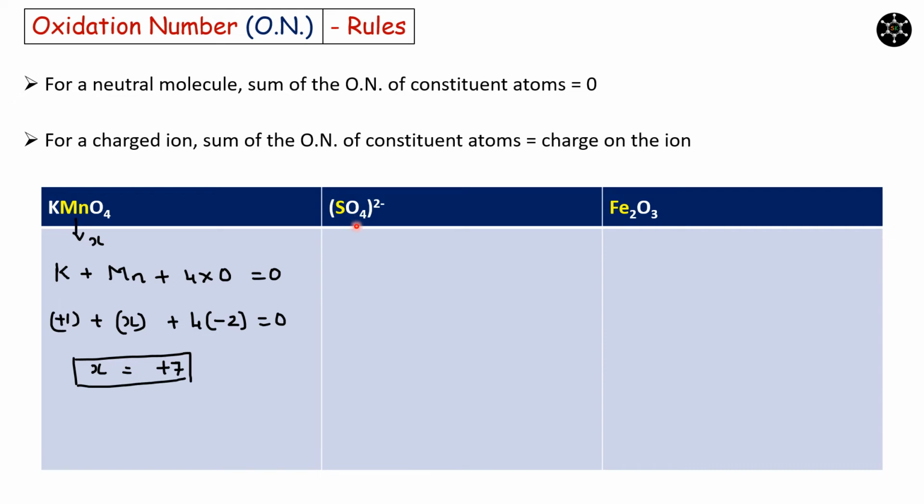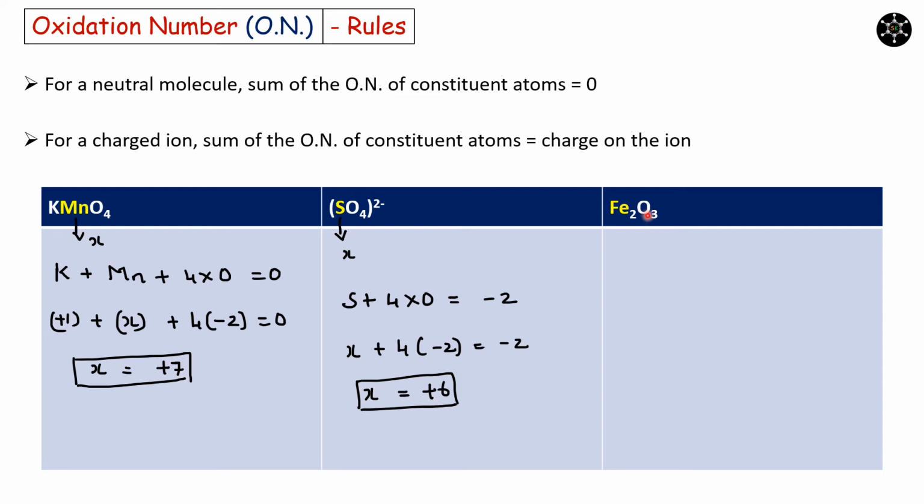Let us work out with sulfate. In the same manner, let us call the oxidation state of sulfur X. So the oxidation state of sulfur plus 4 into the oxidation state of oxygen should be equal to -2, because there is a charge on the ion. Refer to rule number 2. The oxidation state of sulfur we have to find, so X. The oxidation state of oxygen is -2, and that is equal to -2. Upon solving, we get the oxidation state of sulfur as +6.